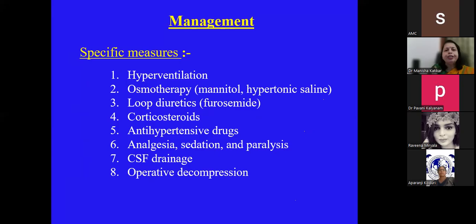And we need to give brief episodes of hyperventilation and give osmotic diuretics like mannitol, hypertonic saline, loop diuretics, steroids, give antihypertensive drugs if BP is not under control, and increase the depth of anesthesia by giving more analgesia, sedation, and muscle relaxant. CSF drainage can be done if there is a lumbar drain inserted pre-operatively, and you can decrease the brain bulk, and you can request the surgeon to go for operative decompression.